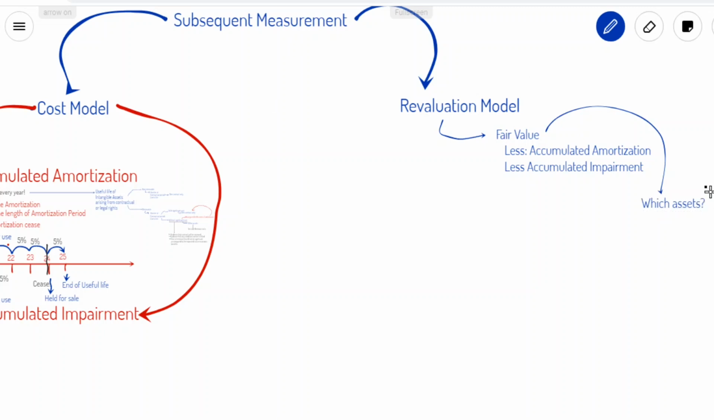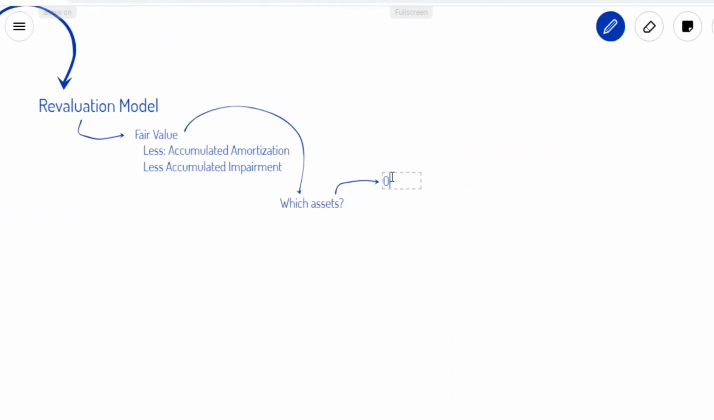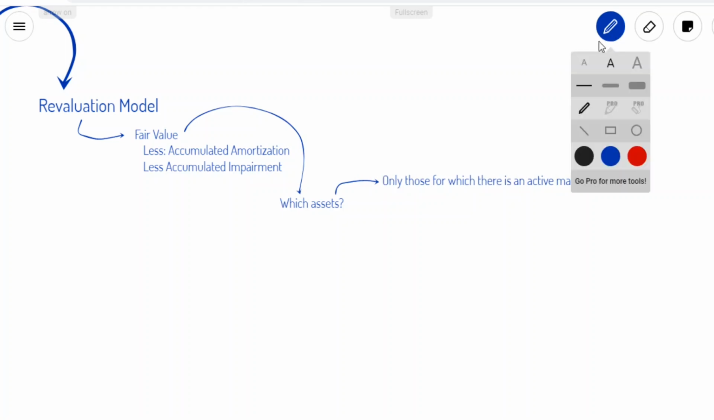So the standard says that those assets for which there is an active market and the fair value of the asset can be measured on the basis of that market, only those assets can be measured at fair value. Which means if there is no active market for an intangible asset, in that case, that intangible asset cannot be carried on the revaluation model. It will have to be carried on the cost model.